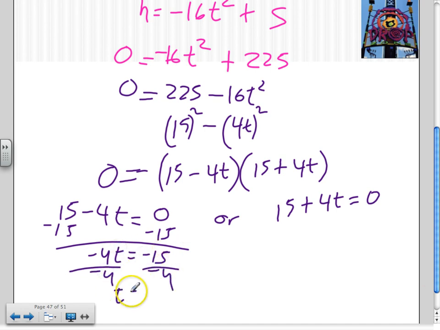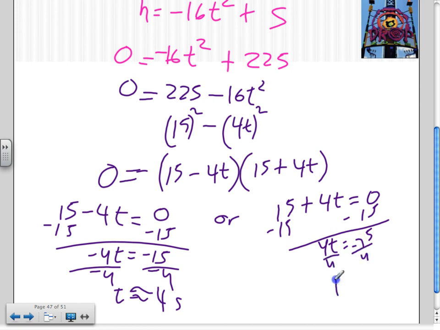Let's estimate it since we want the time to be in seconds. What is negative 15 divided by negative 4 approximately? You can round it if you want. Roughly about 4 seconds. If you divide, you get like 3.8 something, fine. Let's round it off to about 4 seconds. You solve this one right here, it's the same thing. Minus 15 on both sides, 4t equals negative 15. But when you divide by 4, you get back a negative, approximately 4 seconds.